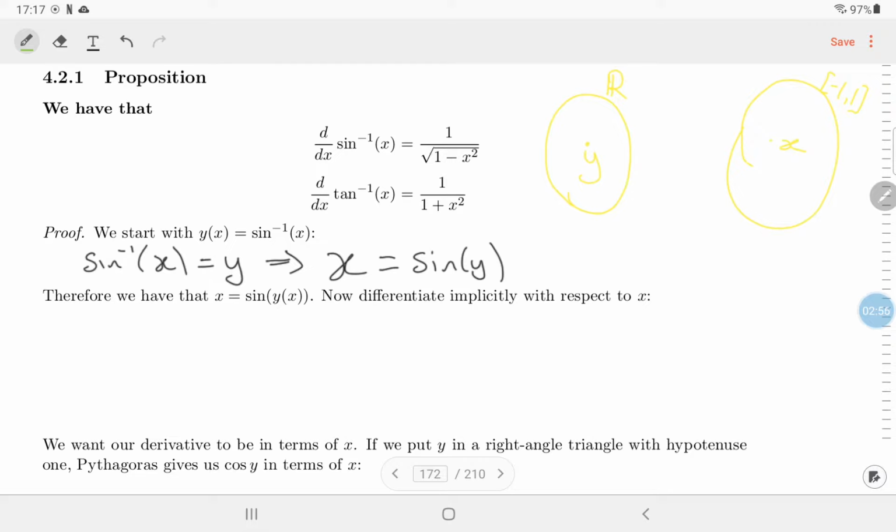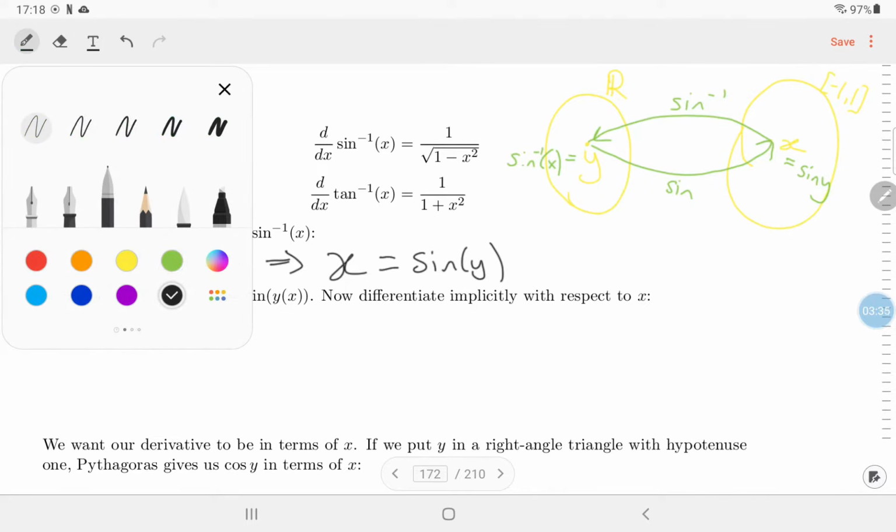So you do the sine of y and you get x, and inverse sine is the function that brings you back. So if you have y is equal to inverse sine of x, and you take the sine of both sides, the sine gets rid of the inverse sine, and you're left with x is equal to sine of y. So that's what we're looking at here.